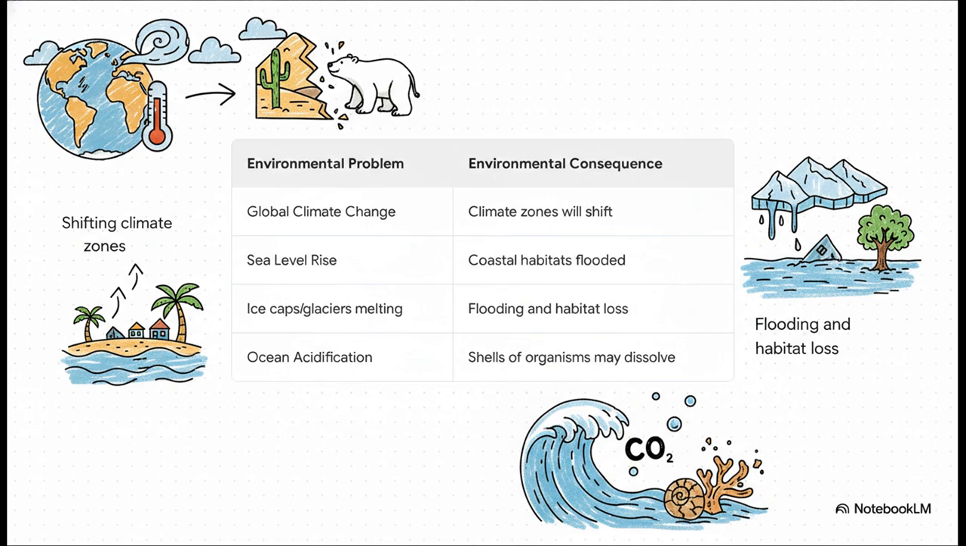This table shows some of the direct links. Let's just focus on that last one for a second. Ocean acidification. When more CO2 dissolves in the ocean, it changes the water's chemistry. It makes it more acidic. Now, this isn't a small thing. It can literally dissolve the shells of tiny creatures at the very base of the ocean food web, which can cause the entire system to just start unraveling.